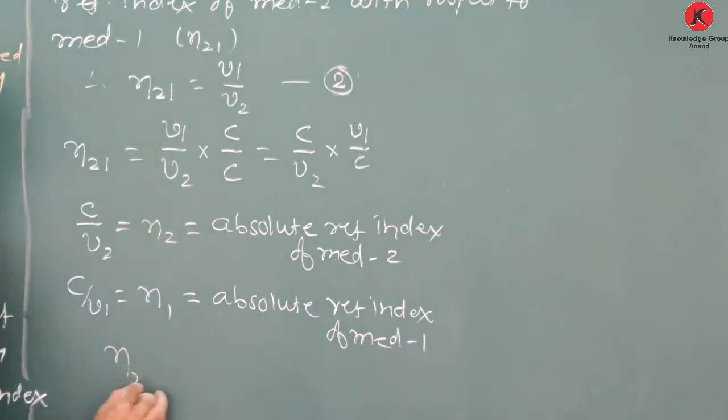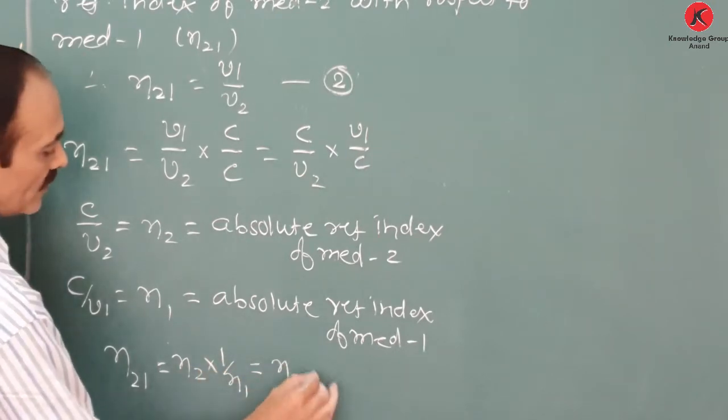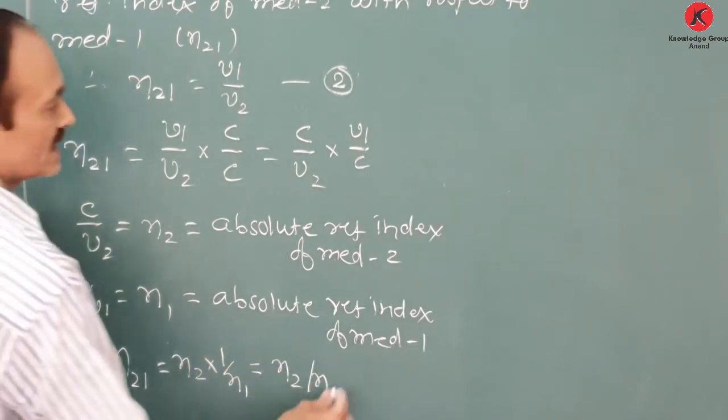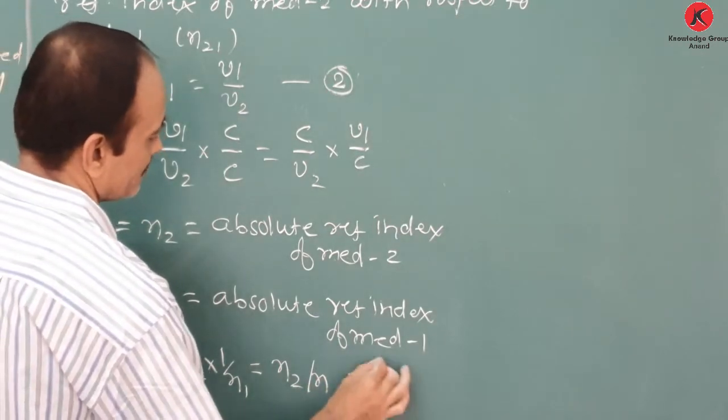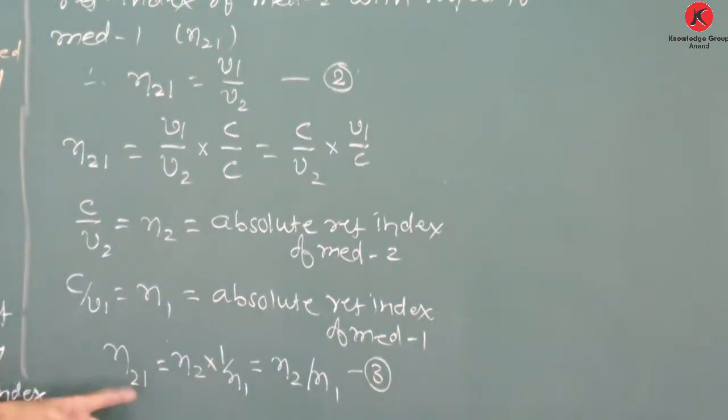Therefore, n21 is written as n2 into 1 upon n1. That means n2 upon n1. That is our equation number 3.